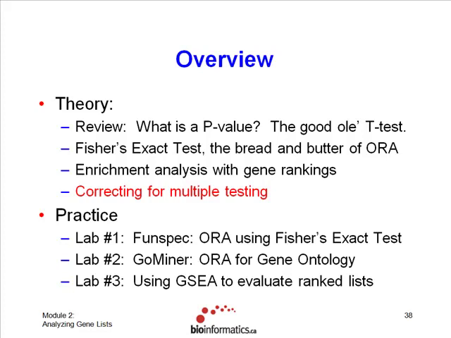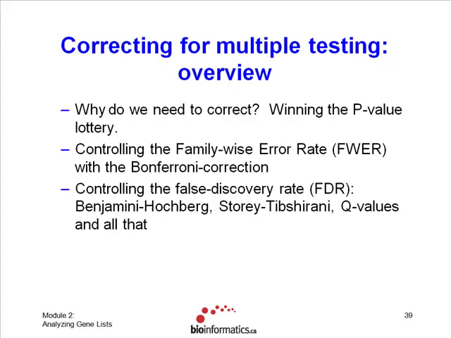Okay, but now we're going to talk a little bit about the last part, which is correcting for multiple testing. Now, you've seen these corrections in both of the labs so far, but I haven't really said too much about it. But the big problem is that when you're doing an enrichment analysis, you're going to be asking for enrichment in a lot of different gene sets, right? And if you do this again and again and again, you're eventually going to win something called the p-value lottery. And so we have to correct for the fact that you can do this. There are 2 corrections that people use in genomics: a correction for family-wise error rate, and a correction for false discovery rate. I'm going to explain what those 2 things are in this next part of the module.